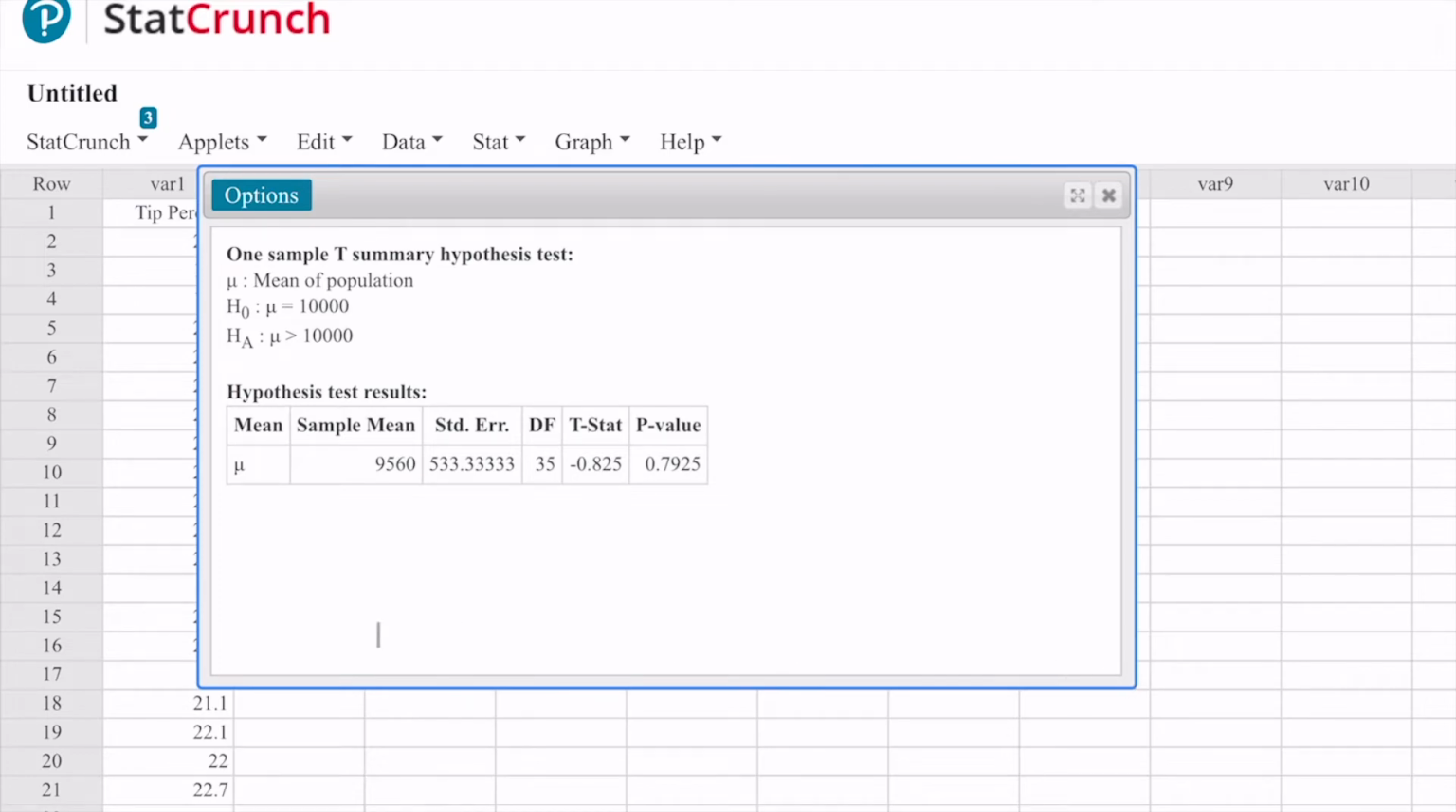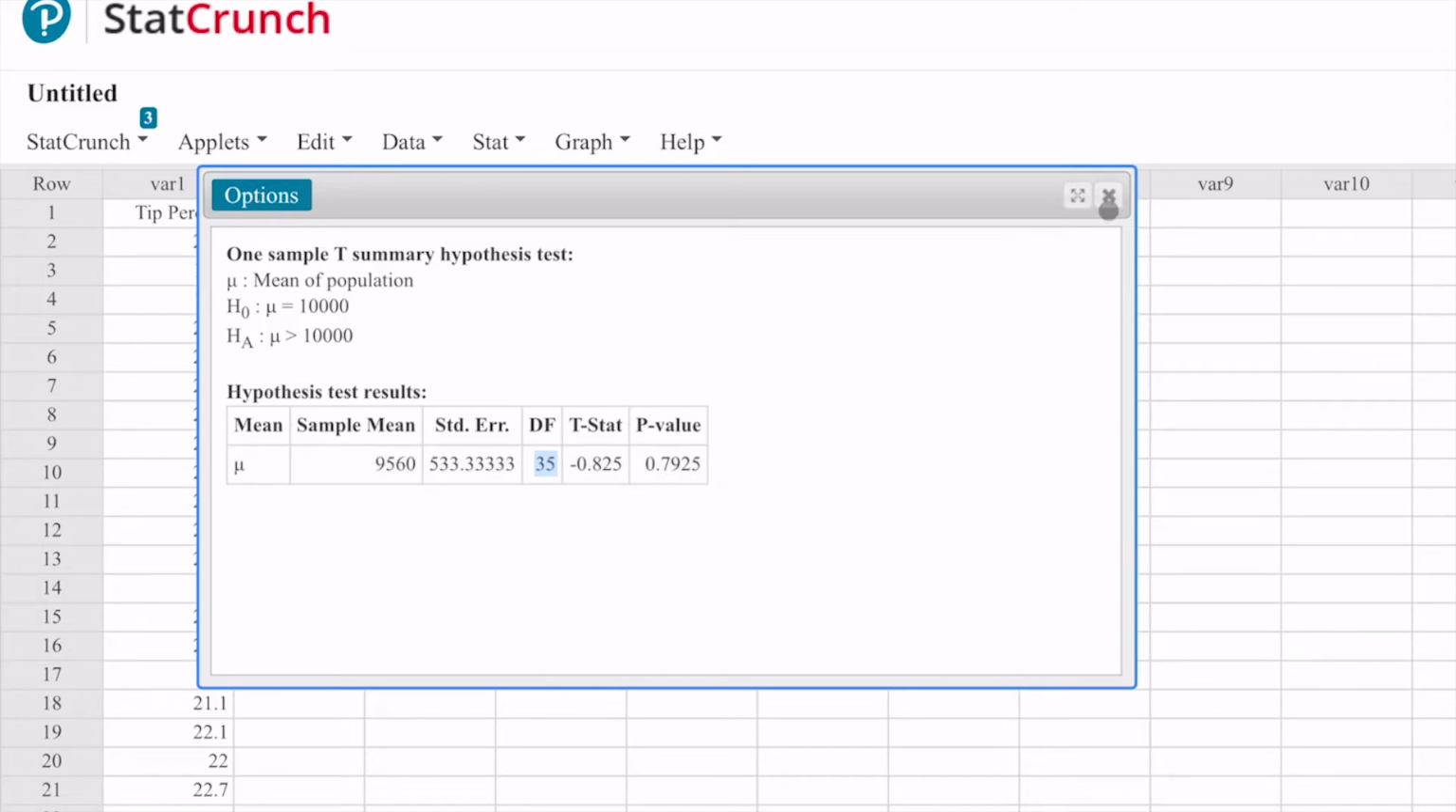And boom. Hopefully you can see this here. We get a t-stat of negative 0.825, exactly what we calculated by hand, and we get a p-value of 0.793. The standard error is 533.33. Remember, the standard error for means is the sample standard deviation divided by the square root of n. They're also reminding us that since this is a t-distribution, our degrees of freedom is one less than our sample size of 36. So that's a quick way, guys, of getting your test statistic and the corresponding p-value.